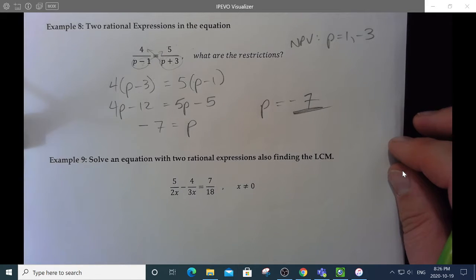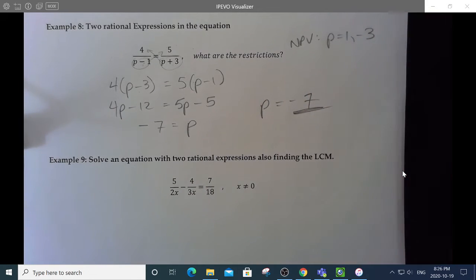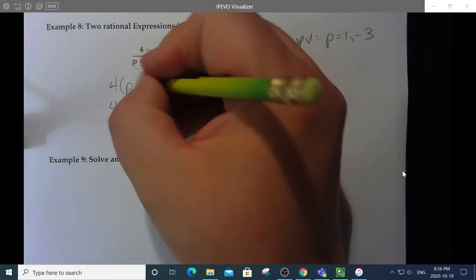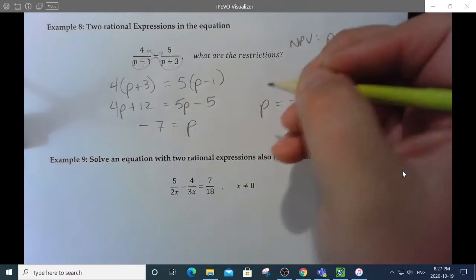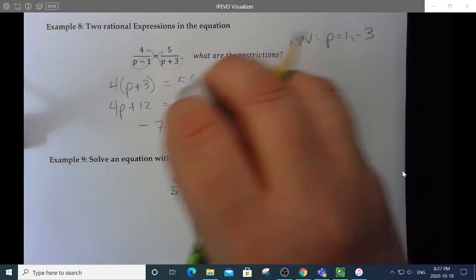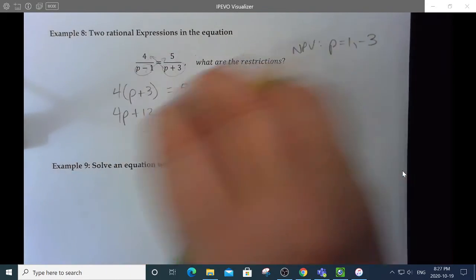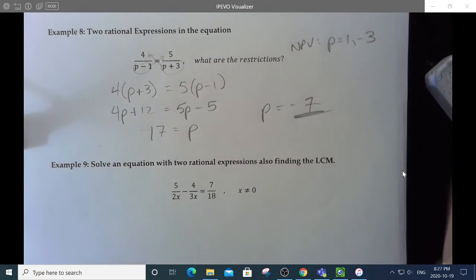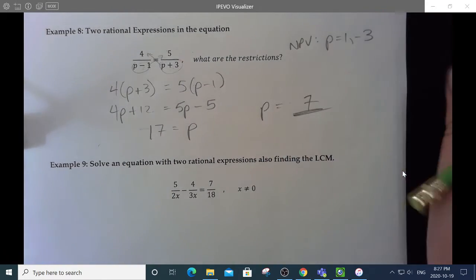Hold on. That's not the right answer. Do you see what I did? Okay, can you find my error? Copy error. So that's actually, let's see, when I move the 5 over, it becomes actually plus 17. Oh, that was a mistake. Plus 17. That is a plus 17.